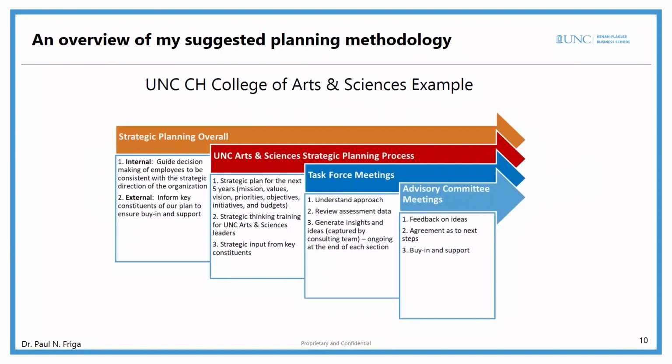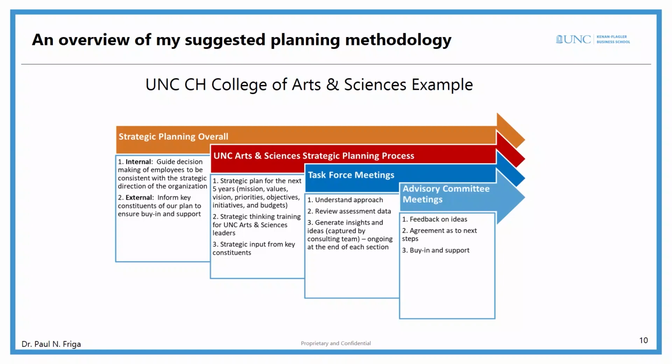I take a methodology. I've done quite a few strategic planning projects in academic institutions. Here's one example for the UNC Chapel Hill College of Arts and Sciences. I set out, why are we here? What kind of process are we doing with strategic planning? We're to guide internal and external constituents. Internally, to guide decision-making, as I spoke before, and externally, to inform key constituents of our plan to ensure buy-in and support.